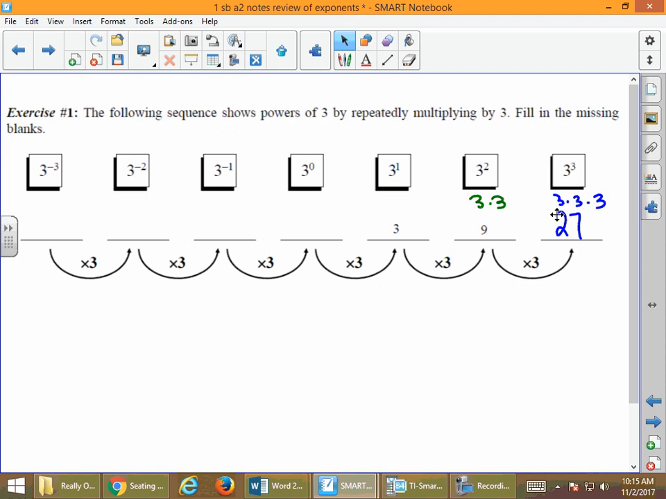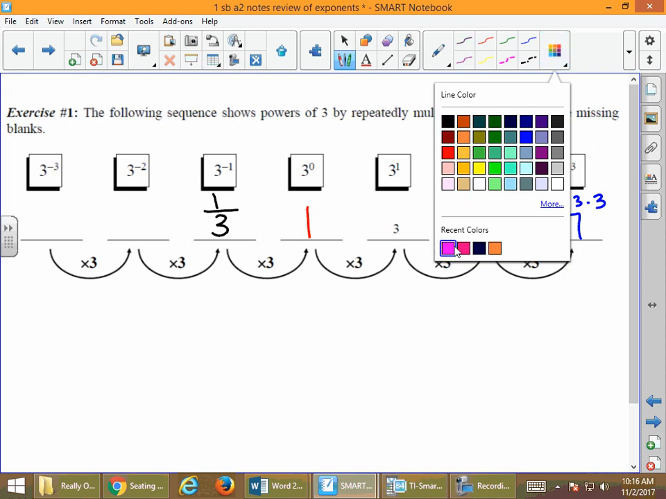Typically, if we have issues, it's when we go towards the left in this chart. If we're multiplying when we go right, what operation do you think we're doing when we go left? Division. So if we go backwards here, 3 divided by 3 is 1, and that is true: 3 to the 0 is 1. 1 divided by 3 is what 3 to the negative first equals.